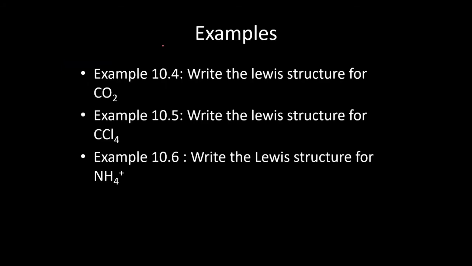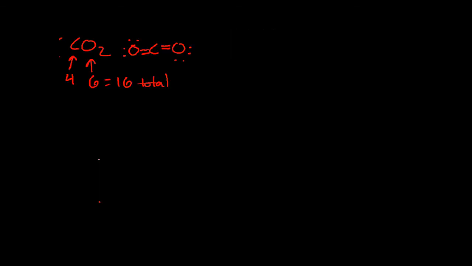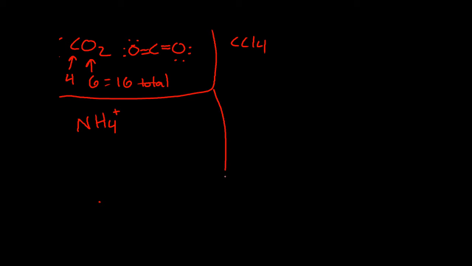Alright, so let's do the other two now. So we have CCl4 and ammonium. So C, just make a little box here to block that off. CCl4 and ammonium. So go ahead and pause the video now and try to work out the Lewis structure for these two molecules, or I guess one molecule and one ion.